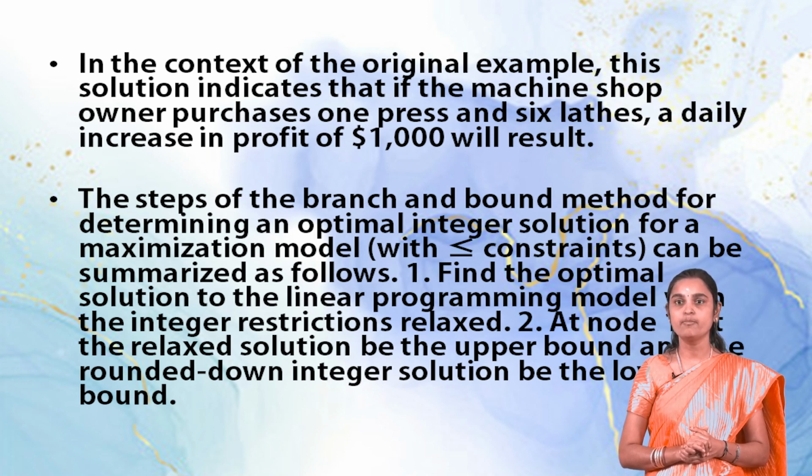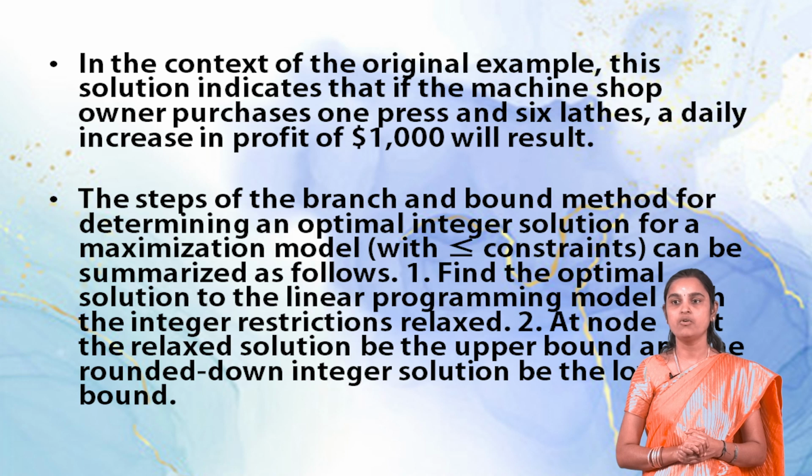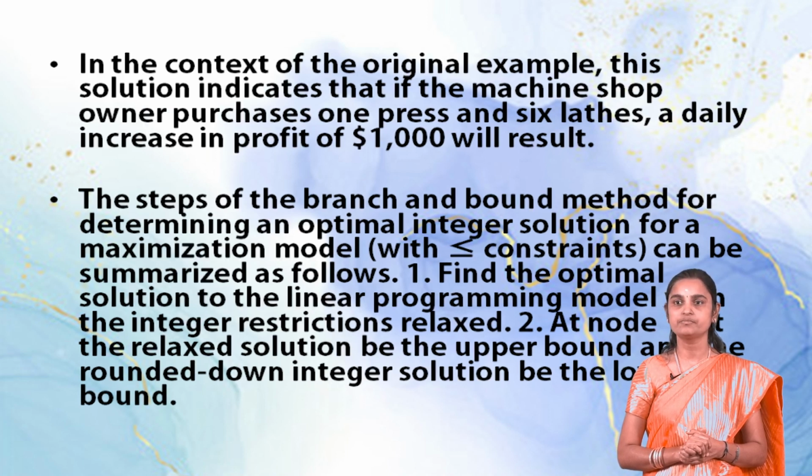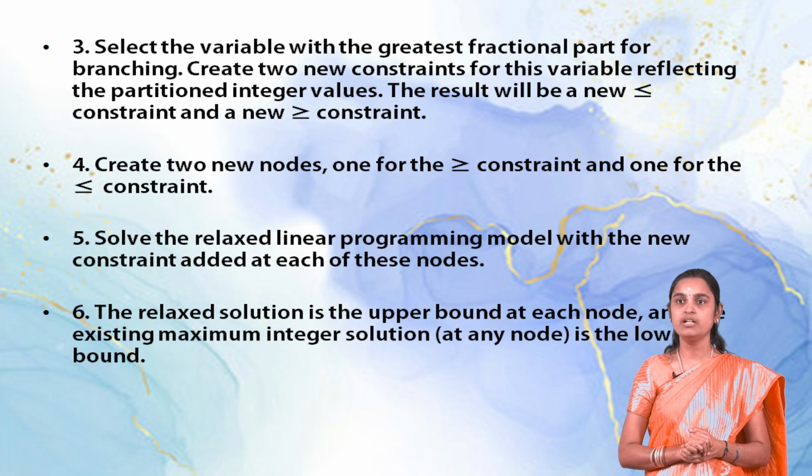The steps of the branch and bound method for determining an optimal integer solution for a maximization model with less than or equal to constraints can be summarized as follows. First step, find the optimal solution to the linear programming model with the integer restriction relaxed. At node 1, let the relaxed solution be the upper bound and the rounded down integer solution be the lower bound. Step 3, select the variable with the greatest fractional part for branching. Create 2 new constraints for this variable reflecting the partition integer values. The result will be a new less than or equal to constraint and a new greater than or equal to constraint.